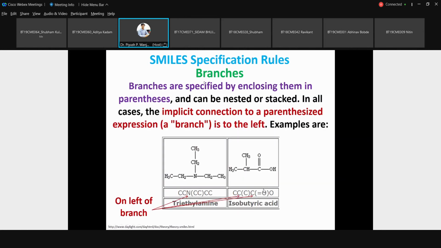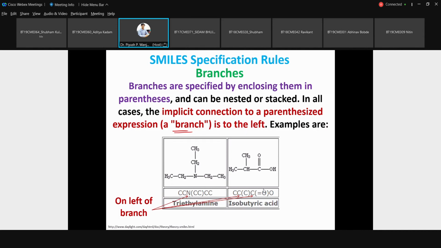Then the next thing is about branches. See, for any structure where you have some groups, like nitro groups or something, there is only one rule you have to remember: the implicit connection to a parenthesized expression is to the left.